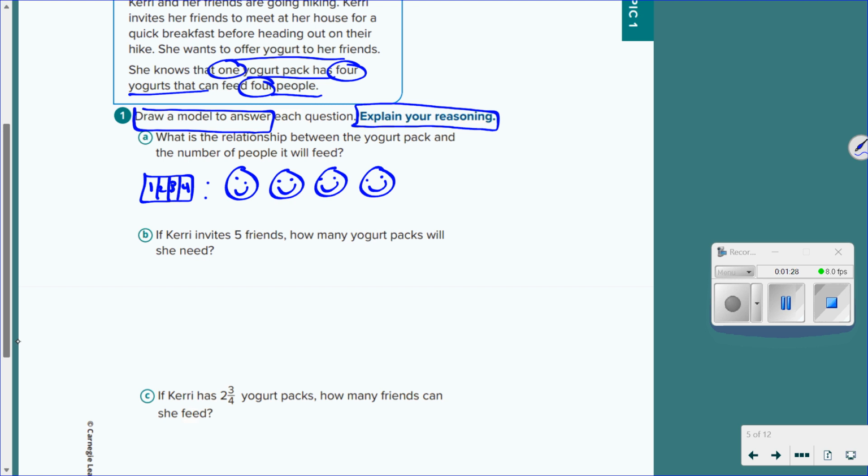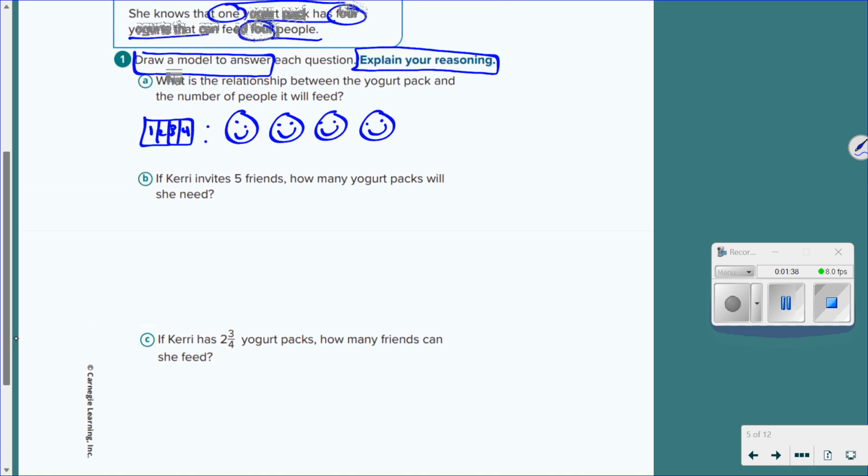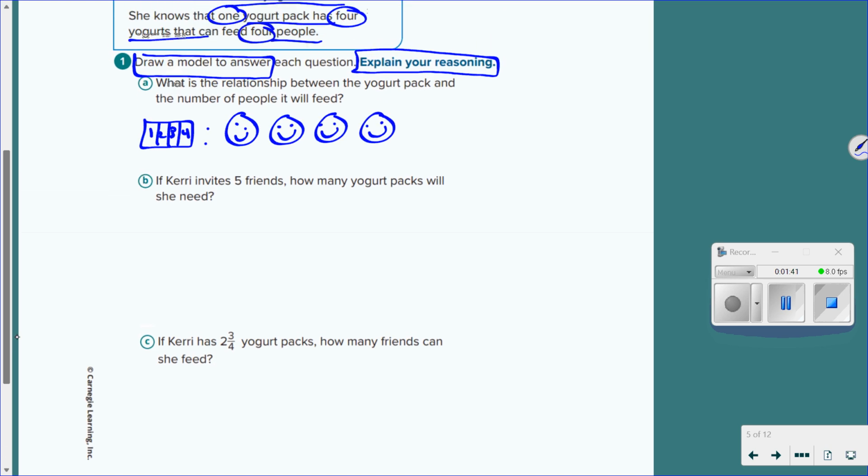4 people. So I want you to draw diagrams and answer B and C for the same ratio, using the same yogurt packs and people. Make sense? All right, go for it. I'm giving you about 3 minutes.